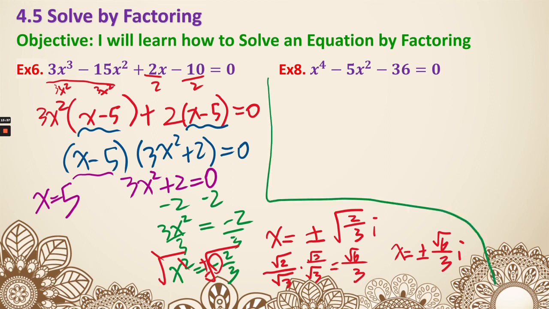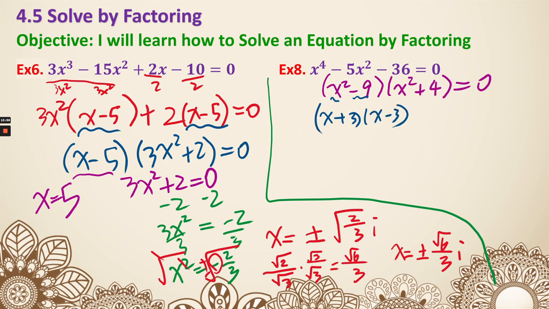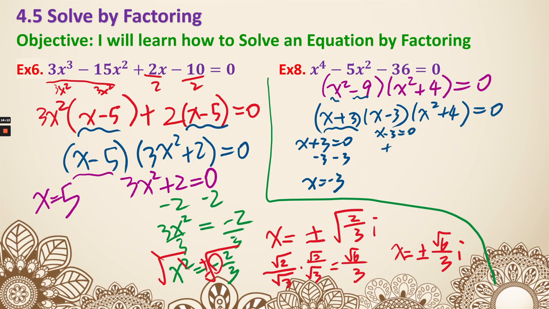And number 8 in 4.5, we're going to factor it. That's going to give us x squared minus 9, then x squared plus 4 equals 0. And since it's a perfect square, we're going to have x plus 3 times x minus 3, then times x squared plus 4 equals 0. First one, that's going to give us x plus 3 equals 0, minus 3, x equals negative 3. x minus 3 equals 0, plus 3, that's going to give us x equals a positive 3.